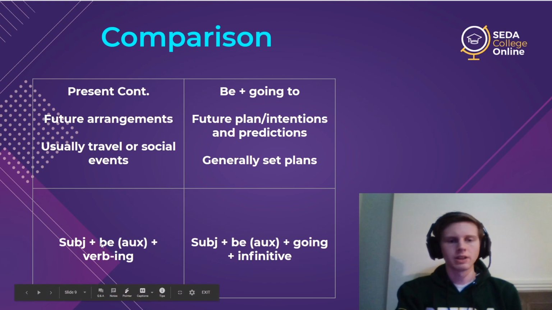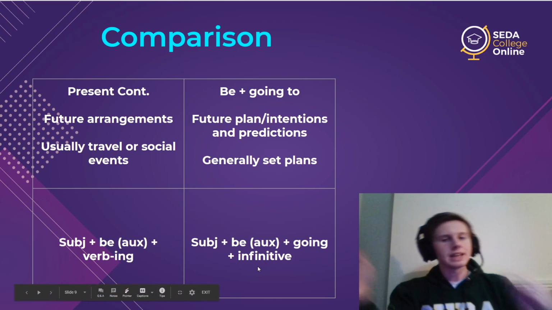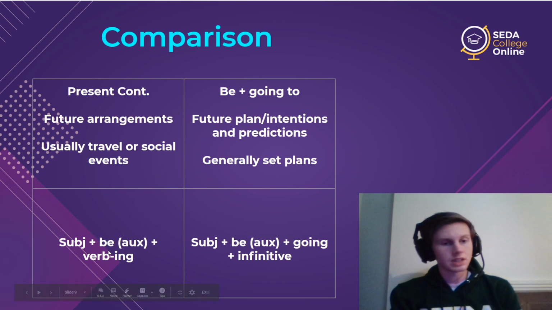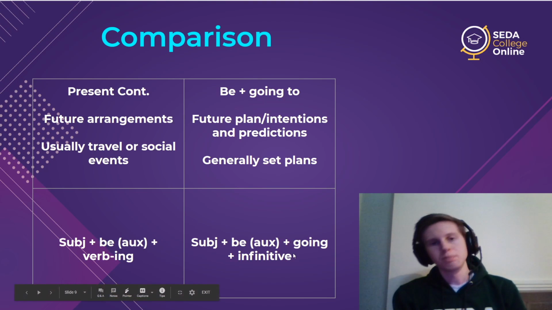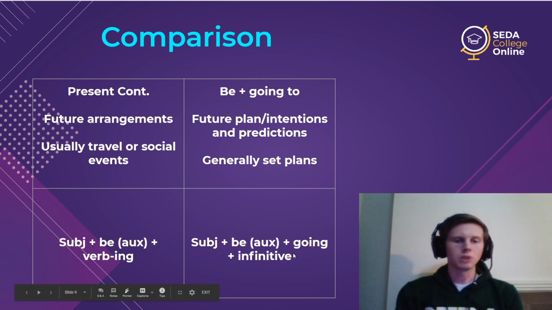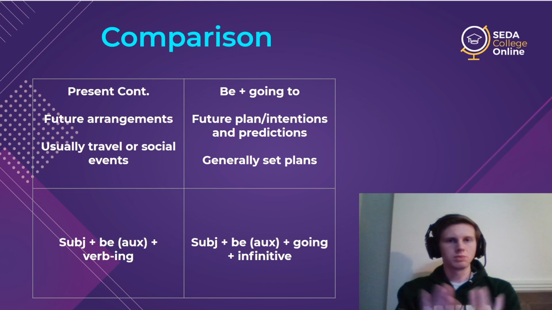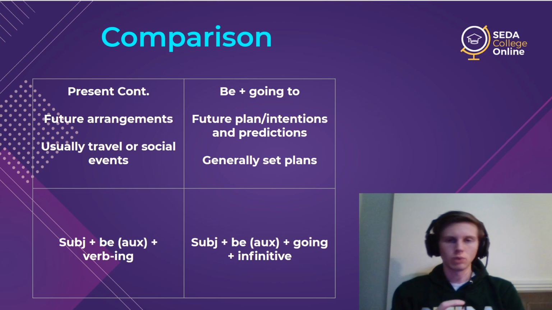And let's compare the grammar. They're both subject, be verb auxiliary. The only difference is now we have verb ing, which is going, and then we add an infinitive on the end. So it's very similar. You'll see the same parts, be auxiliary, verb ing. It's just be going to is set. It's going to be going to infinitive. Going infinitive was really the thing that marks the difference between the two structure-wise.